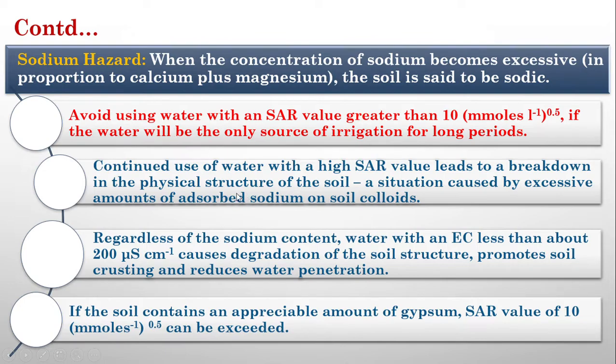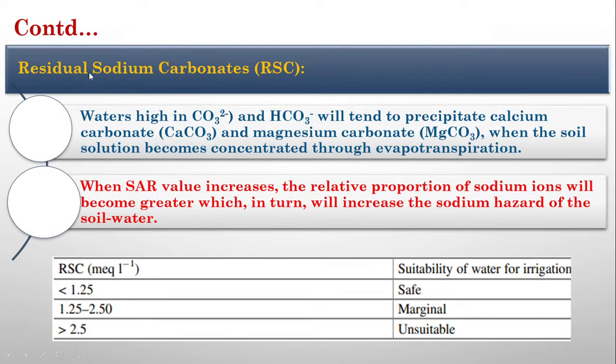And when the electrical conductivity is less than 2000 microsiemens per centimeter, it causes degradation of soil structure, promotes soil crusting, and reduces water penetration. This is regardless of the sodium content. And if the soil contains some amount of gypsum, which is an amendment, then the SAR value can be above 10 millimoles per liter raised to 0.5. So that was the second parameter by which the irrigation water was classified.